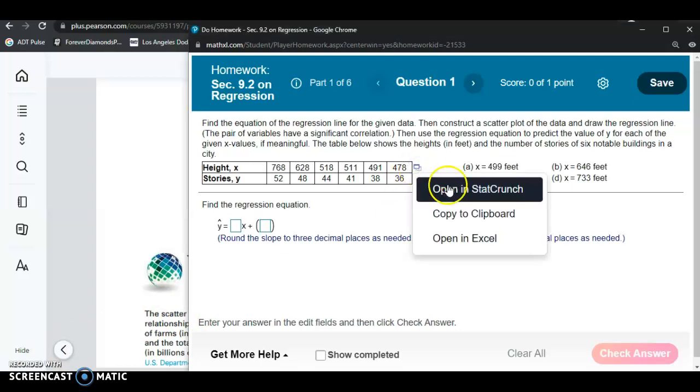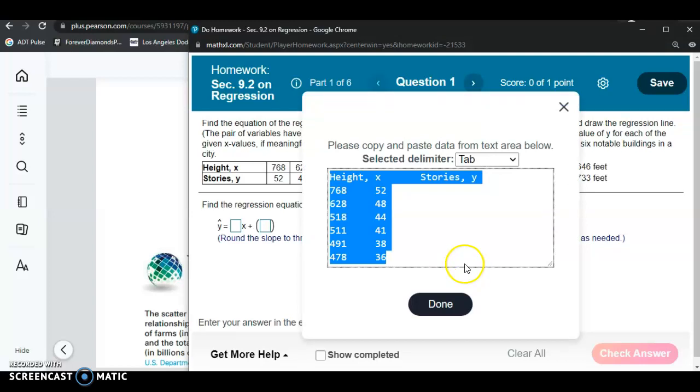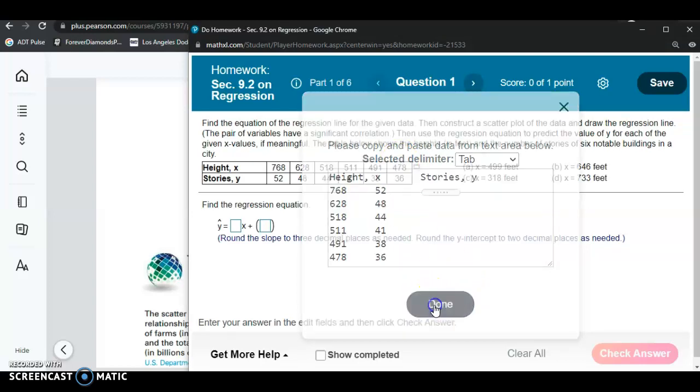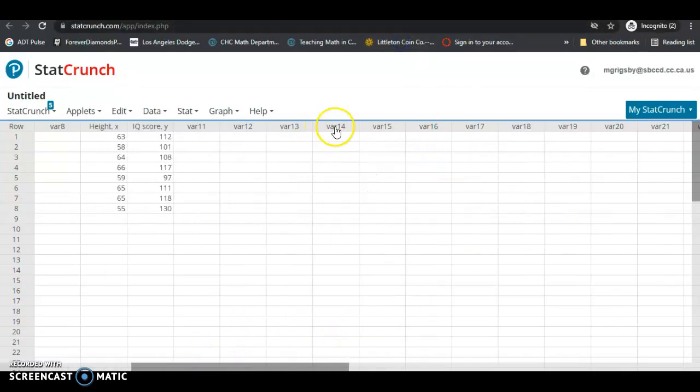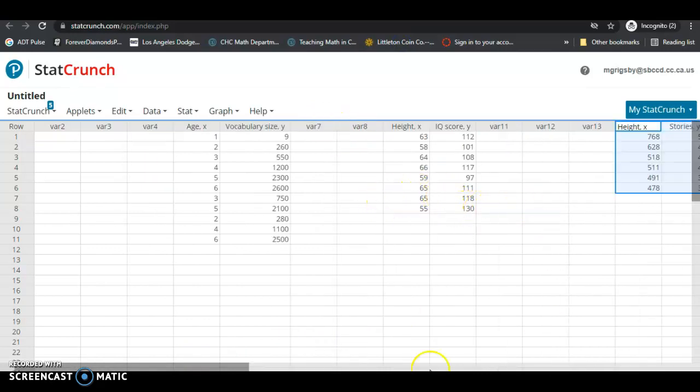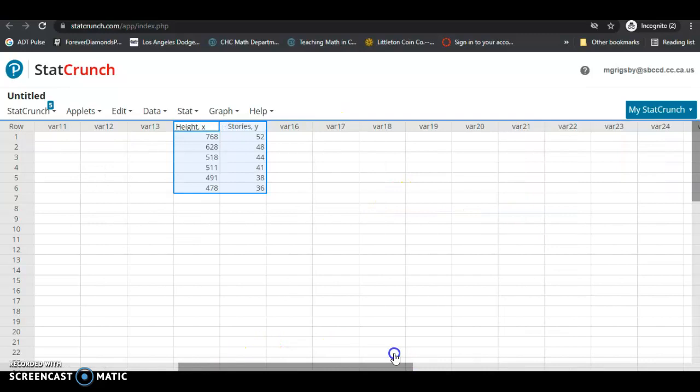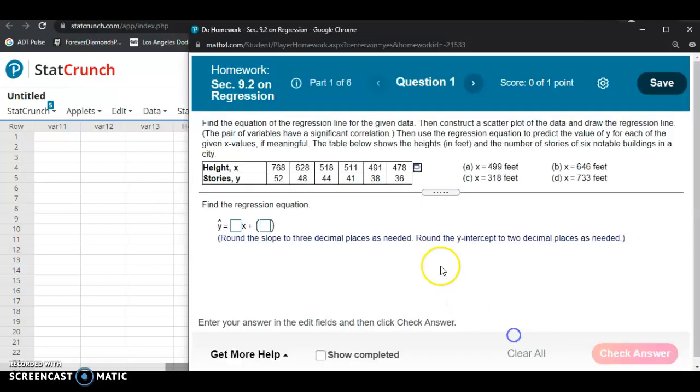So let's go and copy the data. Then go to StatCrunch. So we have the heights and then the number of stories for these 6 randomly selected buildings. And the first part of the question is asking us for the equation of the regression line. So it's already set up for us, right? So y hat is equal to mx plus b. So the slope is going to go in the first box, and then the y-intercept in the second box.